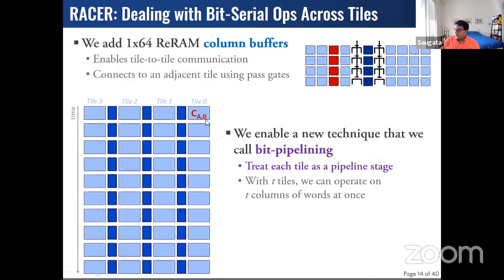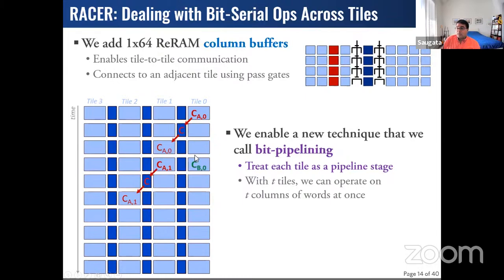Here we have the carryout being generated for a column of words. I'm going to call it column A. This is bit zero of the carryout, so I'm going to generate that. I'm going to propagate it through my column buffer, and I'm going to pass the carryout to the next tile, which will operate on the next carryout, bit one. But what you'll notice is once I've passed this information from tile zero to tile one, tile zero is now idle. It's not doing anything, and it's isolated from tile one. It has nothing to do with it once the buffer disconnects.